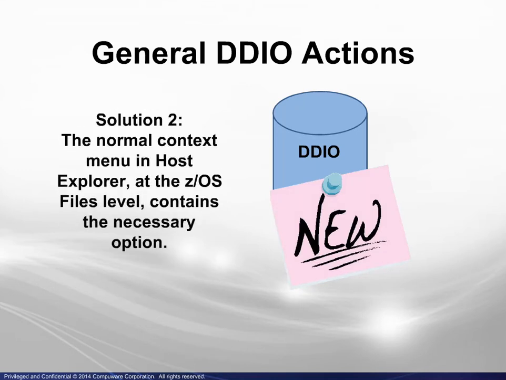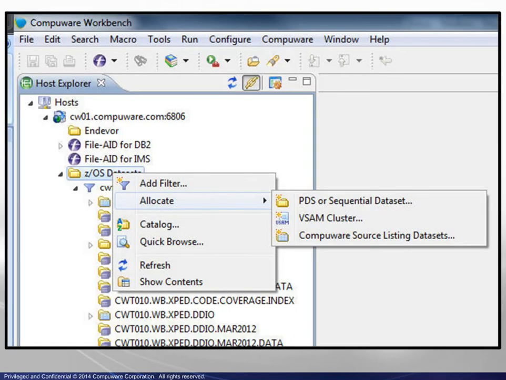Solution 2. The normal context menu in Host Explorer at the z/OS files level contains the necessary option. Select the z/OS folder level in Host Explorer. Right-click to display the context menu and choose Allocate, then Compuware Source Listing Datasets.